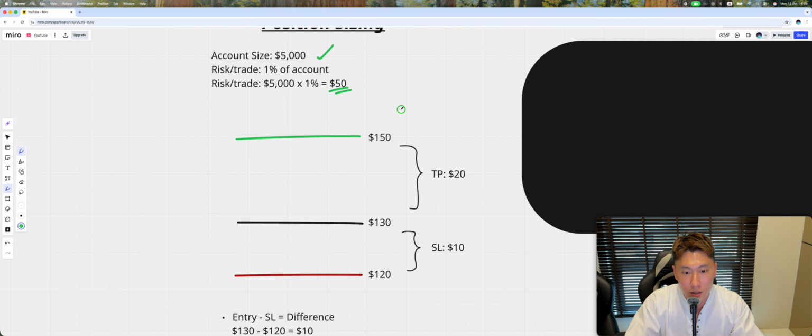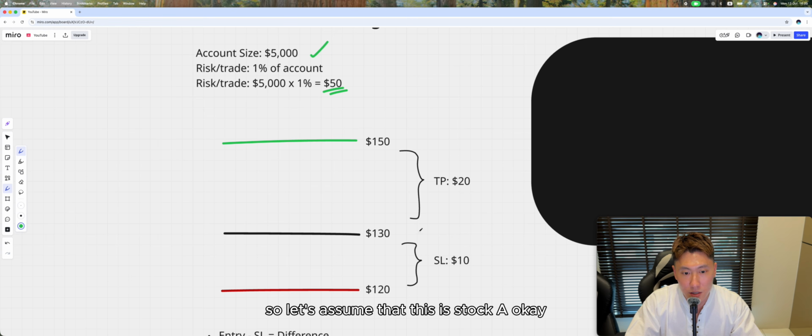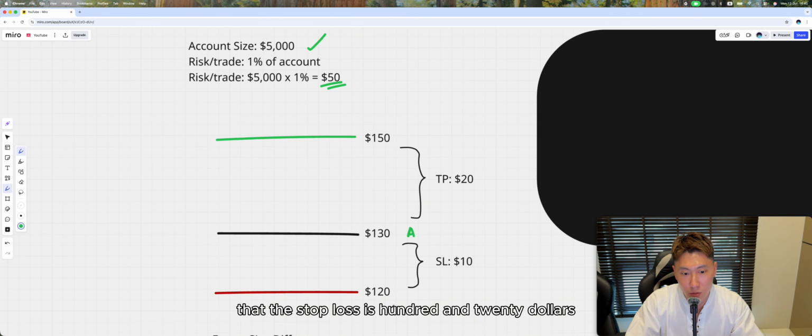That's very straightforward. So let's assume that this is stock A. The starting price is around $130, and you want to enter this position. Let's say you know that the stop loss is $120. You want to stop out if this trade hits $120. So the range of your stop loss is actually $10, 130 minus 120. Obviously your TP has to be twice your stop loss, so it's $20. That's how we know that the profit target is 150, because 130 plus 20 is 150.